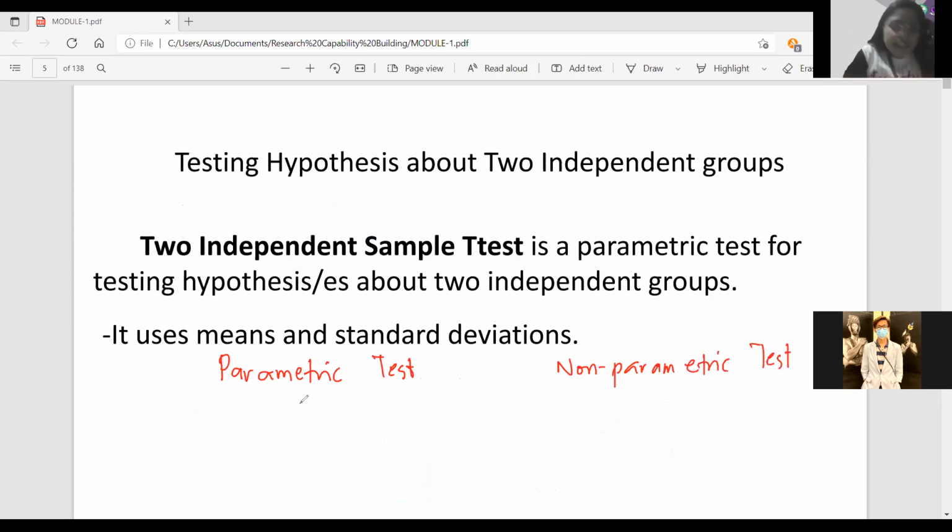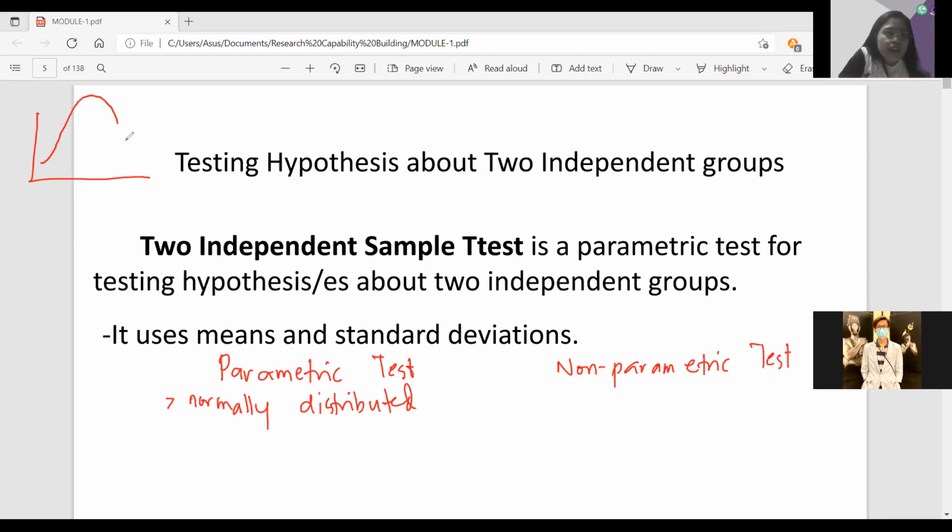Okay? So, sa parametric test, before you can use this test class, we have to fulfill a lot of assumptions. A lot of assumptions. Number one assumption that should be fulfilled is dapat yung collected data is normally distributed.